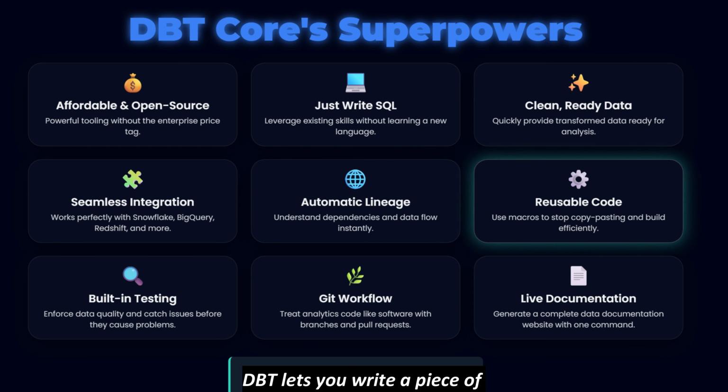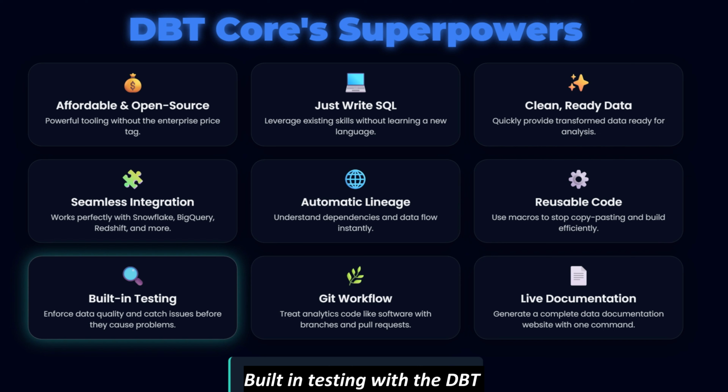Reusable code. DBT lets you write a piece of logic once and use it in many places. This saves a ton of time and helps you avoid copy-pasting the code. This we technically call macros. It uses the Jinja template language. We will deep dive into this in upcoming sessions. Built-in testing. With DBT, you can write simple checks to make sure your data is accurate. This helps you catch mistakes early and build a reputation for high quality work.